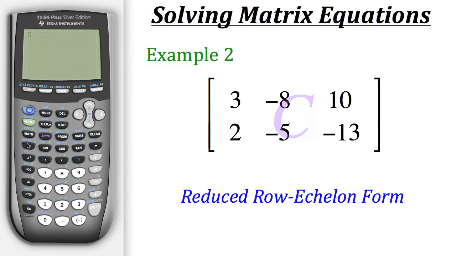So we'll go to second, x inverse, go to Edit, and then go to matrix C. Now in this case we have 2 rows and 3 columns. So now let's put in the data. 3, -8, 10, and then 2, -5, and -13.